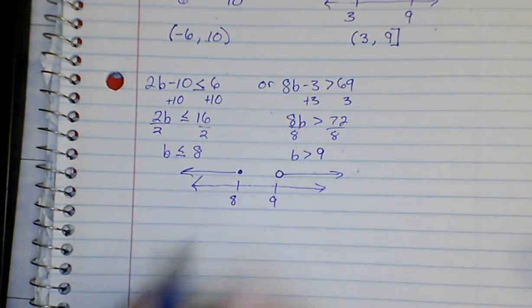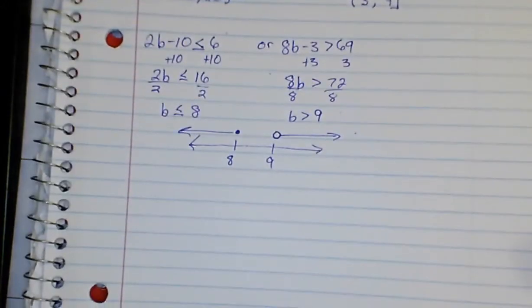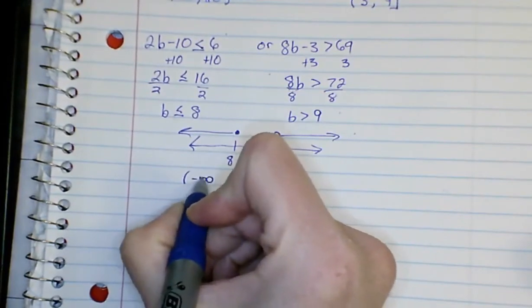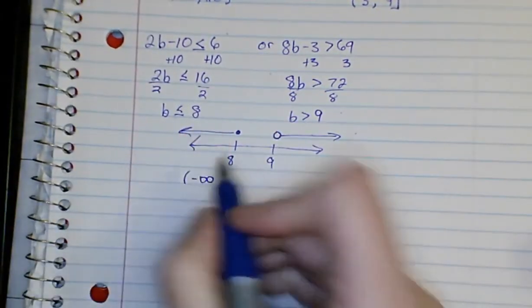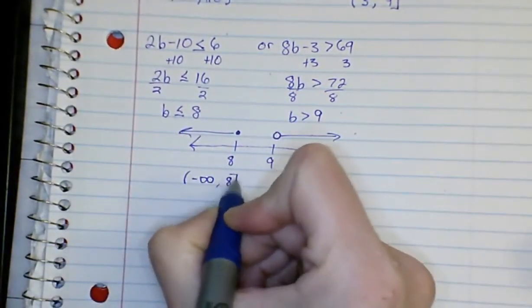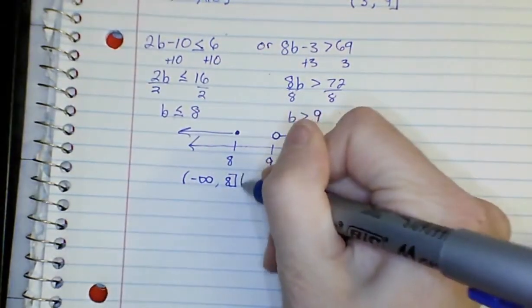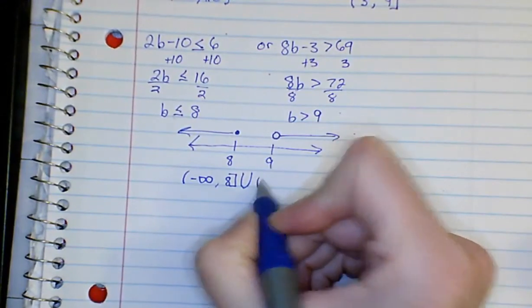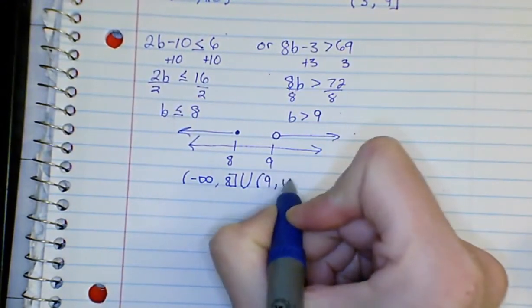greater than. And then to write this as an interval notation, you go parentheses, negative infinity, because we're coming from negative infinity, comma 8 with a bracket, a U for the union, and then parentheses 9, comma infinity.